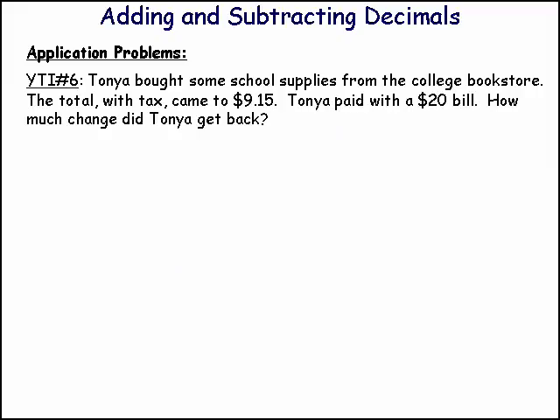Okay, you try it, number 6, is Tanya bought some school supplies from the college bookstore. The total with tax came to $9.15. Tanya paid with a $20 bill. How much change will Tanya get back? Well, if Tanya paid with a $20 bill, isn't that $20? And you have 20.00, and you want to subtract from it $9.15. Again, lining up your decimal there.